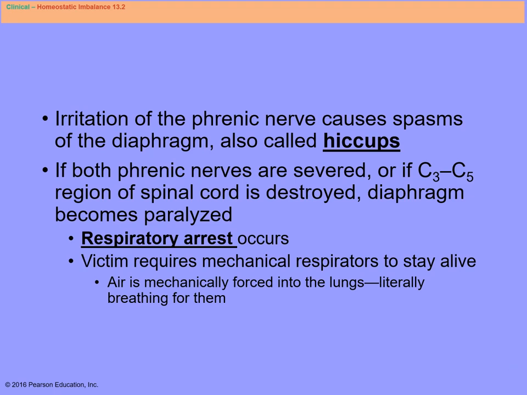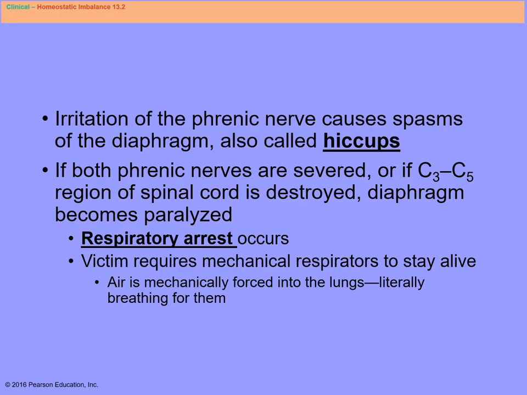Irritation of the phrenic nerve, that's what tends to cause spasms in the diaphragm. And how does that present itself to you? As hiccups. Why does the irritation happen? Who knows? If we knew, then nobody would have the hiccups.